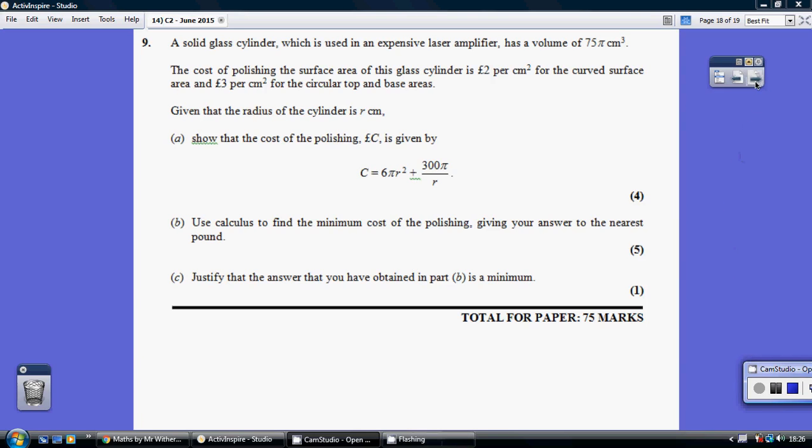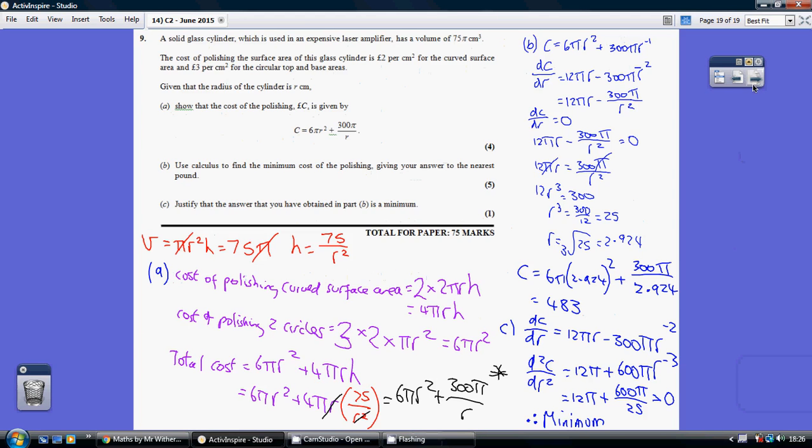Question 9. Now, with these problem-solving differentiation questions, this is a classic final question on a C2 paper. My tip to you would be to leave your problem-solving part A until the very end, because that's a bit hit or miss. I will talk you through that, but I want to focus on parts B and C, which is just so much more straightforward.